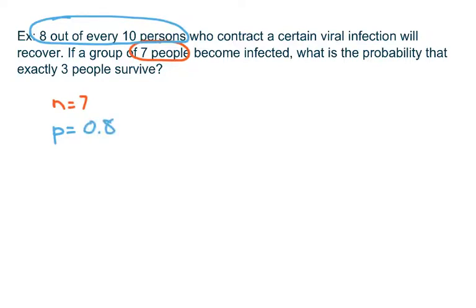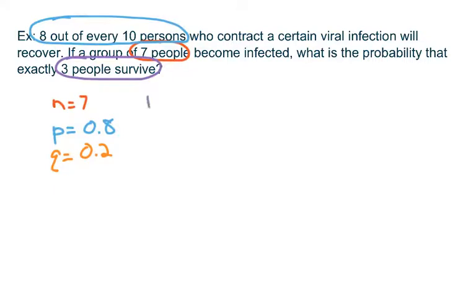And if the probability of success is 0.8, then we could say that our probability of failure is going to be 0.2, because remember, the probability of success plus the probability of failure is going to equal 1, and 0.8 plus 0.2 is 1. Now, the last piece of information that we're given is exactly 3 people survive. That's what we're asking for. That's what we're looking for.